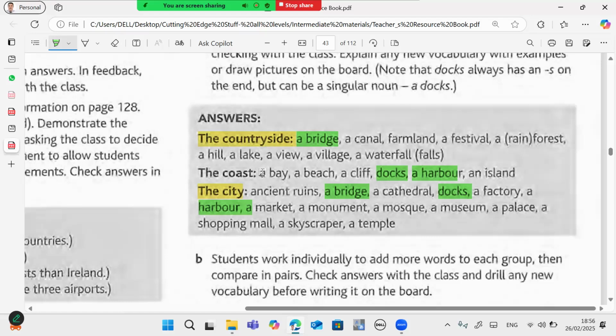Okay. Teacher. Yes. What does a cliff mean? A cliff. حجر. Say again. A cliff. This is where you can see, بيسموها زي صخرة كبيرة.